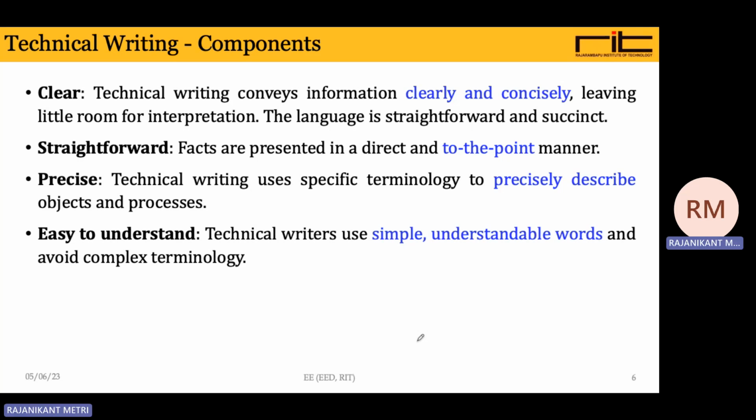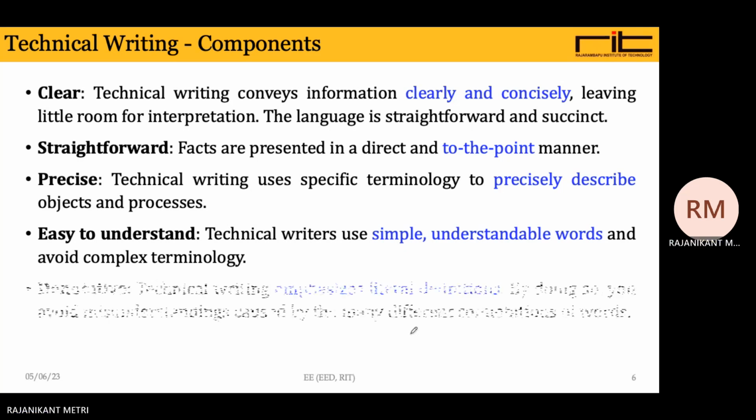Easy to understand. Next point. Technical writers use simple and understandable words and avoid complex terminologies. This is not a literature or English literature report; it is a technical report. So the author should use simple and understandable words so that the research community can understand it easily and work on their problems.